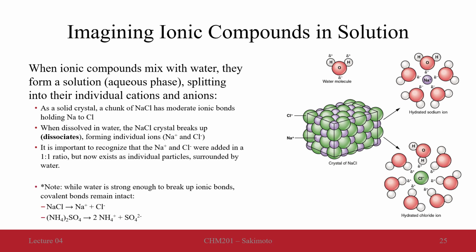Again, this ionic solubility is really based around ionic bonds only. So of course, Na and Cl will break apart and dissociate into their individual cation and anion. But if we take polyatomic ions like ammonium, NH4+, and sulfate, SO4 2-, the water is able to break apart the ionic bond, giving us NH4+ cations and SO4 2- anions, but probably not strong enough to break the covalent bonds between N and H and S and O.